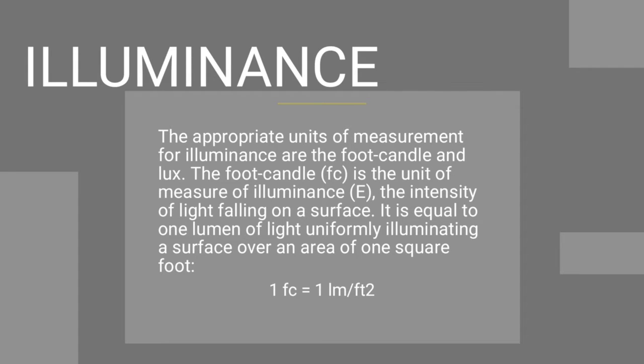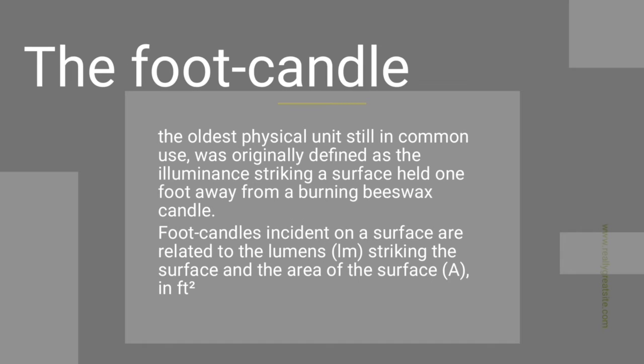The foot candle is the unit measure of illuminance, the intensity of light falling on a surface. It is equal to 1 lumen of light uniformly illuminating a surface over an area of 1 square foot. The foot candle, the oldest physical unit and still in common use, was originally defined as the illuminance striking a surface held 1 foot away from a burning beeswax candle.